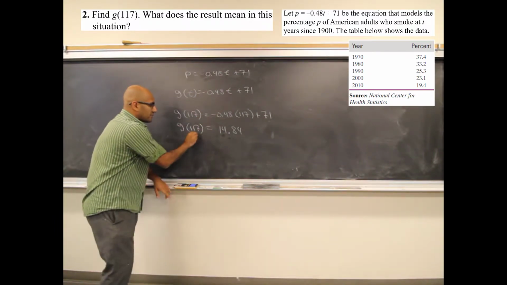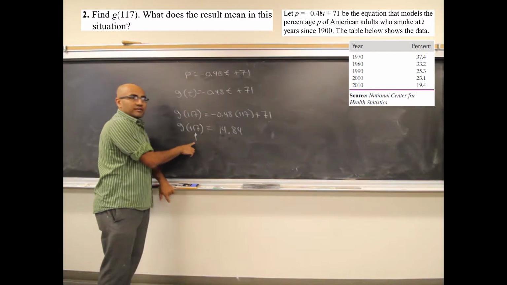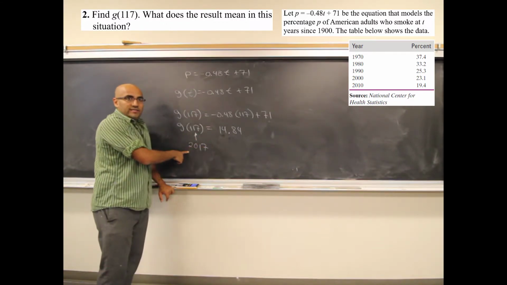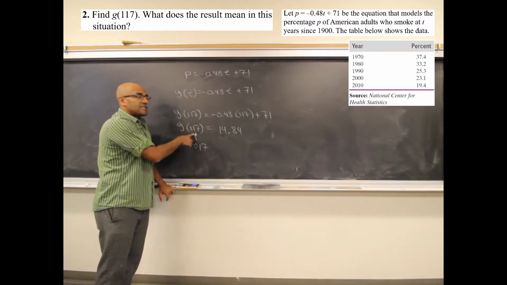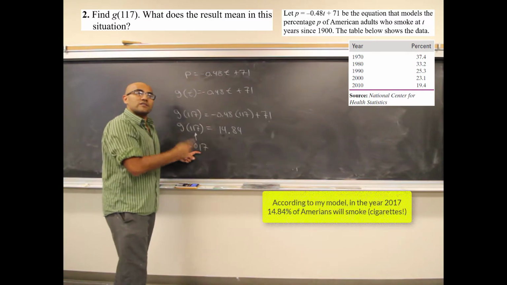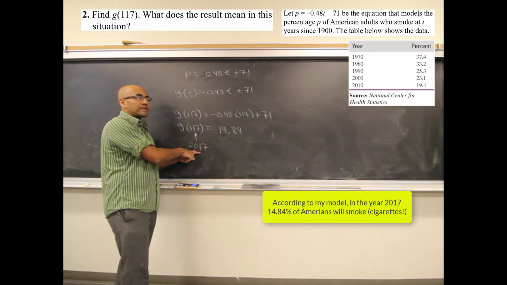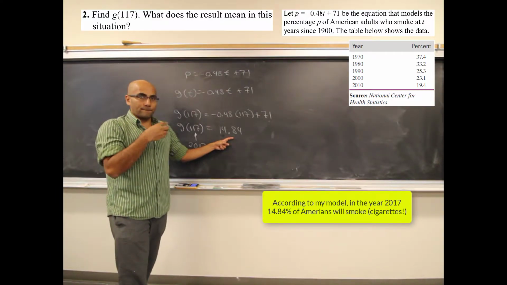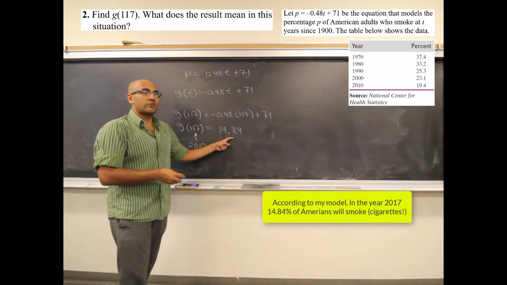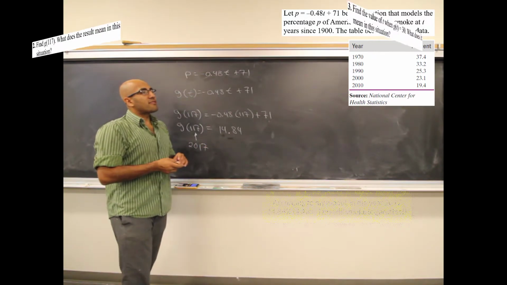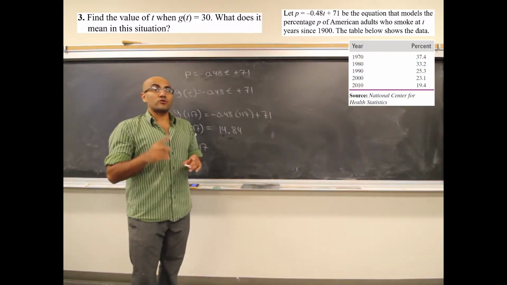Okay, so we can better rewrite that as the year 2017, right? It's 117 years after 1900. It's the year 2017. So according to my model, in the year 2017, 14.84% of adult Americans will be smoking cigarettes, according to my model. Good? Okay. Find the value of t when g of t equals 30.